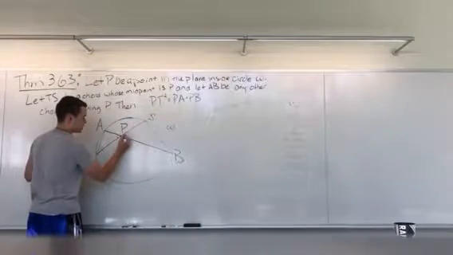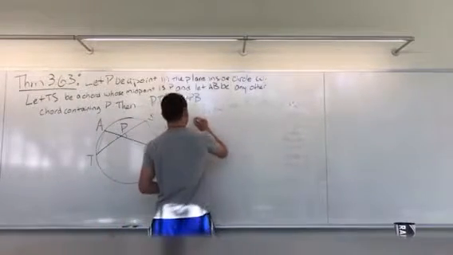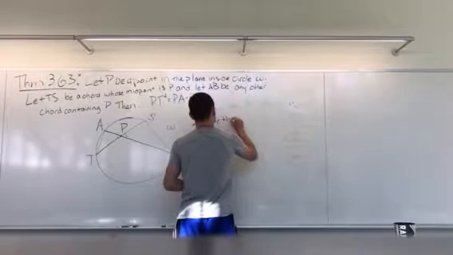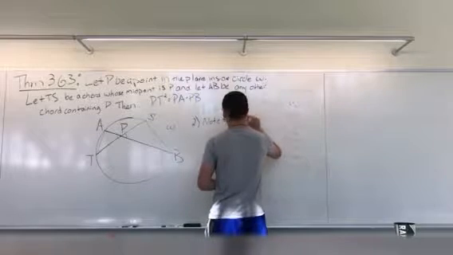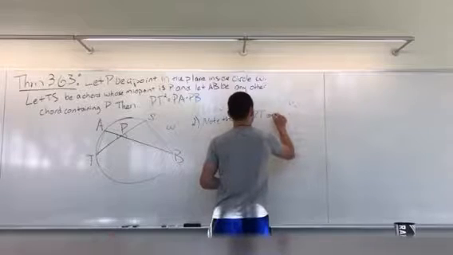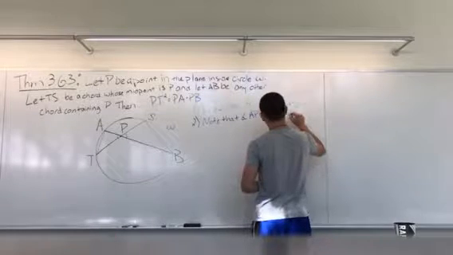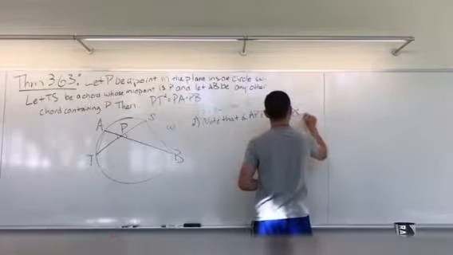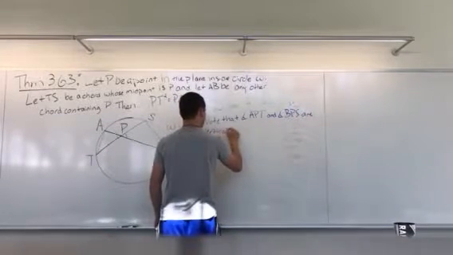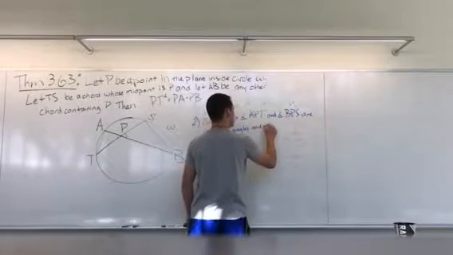So we know these two angles are congruent, and we can write that down too. Note that angle APT and angle, I guess it would be BPS, are vertical angles and must be congruent.